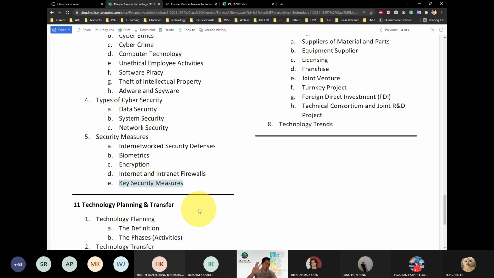For example, just a show of hands, how many of you know that all of your email providers, all your free emails, are already using encryption in your emails? Can I see a show of hands? How many of you know that?